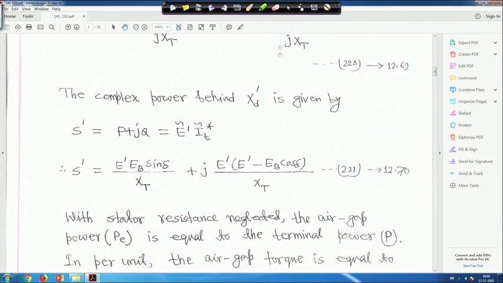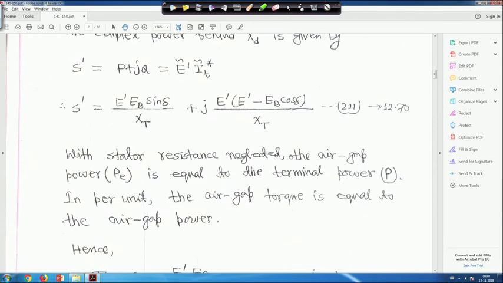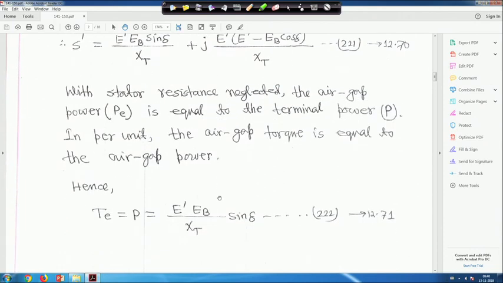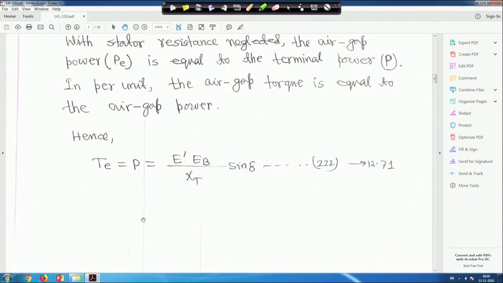So, with this stator resistance neglected, the air gap power P is equal to the terminal power. This we have seen earlier. In per unit, the air gap torque is also equal to the air gap power, that also we have seen before. Therefore, T is equal to P, because it is per unit, that will be E' E_b upon X_T sin delta.